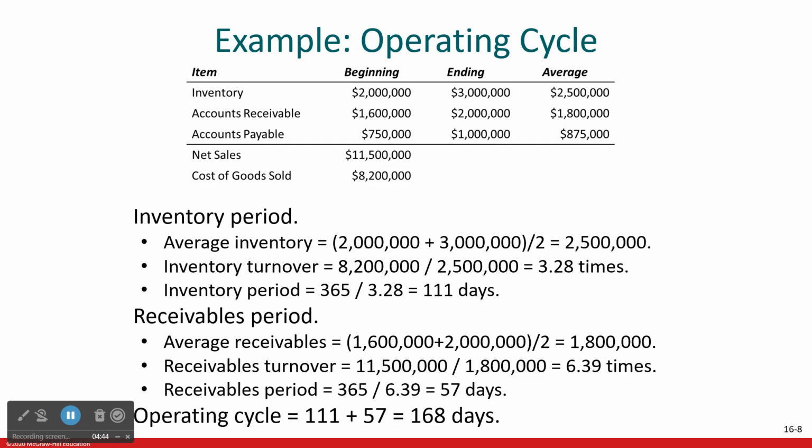So let's look at an example. We see here our inventory period. We have an average inventory of $2.5 million. We have inventory turnover 3.28, and so if we take 365 divided by that, it comes up with 111 days.